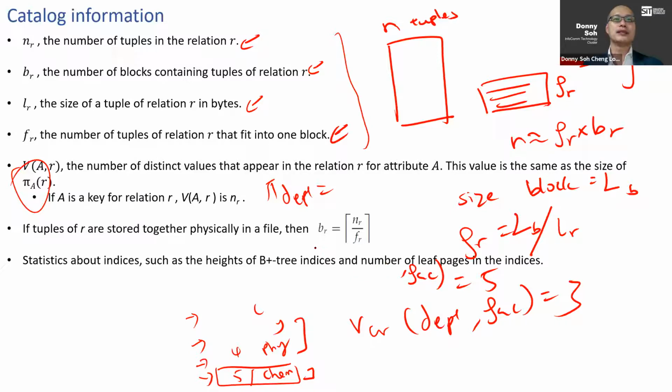So if B is the number of blocks, and F is the number of tuples that fit into a block, then N of R will be equal to B divided by F. Let me see. F is the number of tuples that fit into a block. Wait, correct. Sorry, what am I thinking?